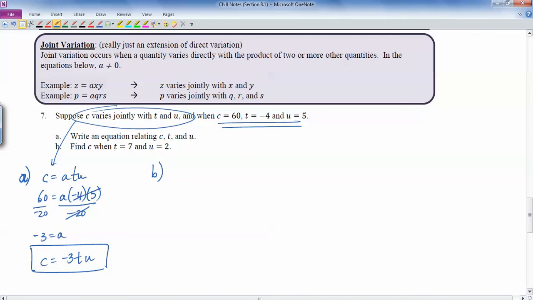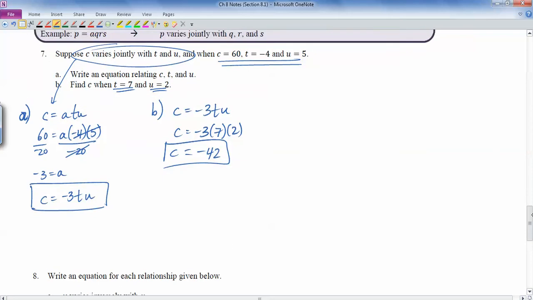And for B, I'm trying to find C when I know T and when I know U. So C equals -3TU, and then I'm just going to plug in for the T and the U: -3 times 7 times 2. Well, that's going to be -42 for C. All right.